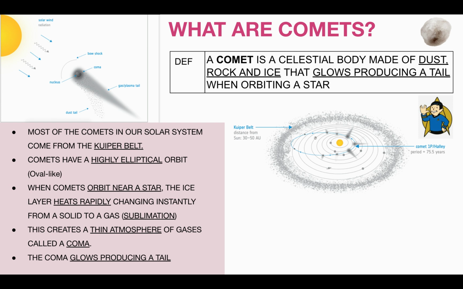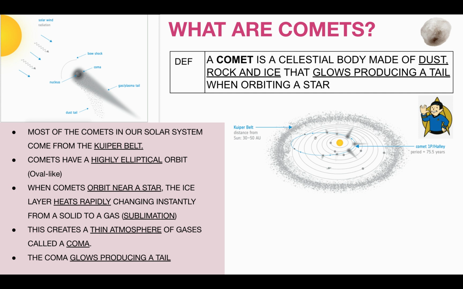So, in the previous lesson, this is what we covered. We said a comet is a celestial body, so it's something found outside of our atmosphere. It is made of dust, rock, and ice, okay, and it glows, producing a tail when orbiting a star. Now, what is not mentioned in that definition is that it really glows when it passes really close to the star, okay? You do need to know a few characteristics of a comet as well.